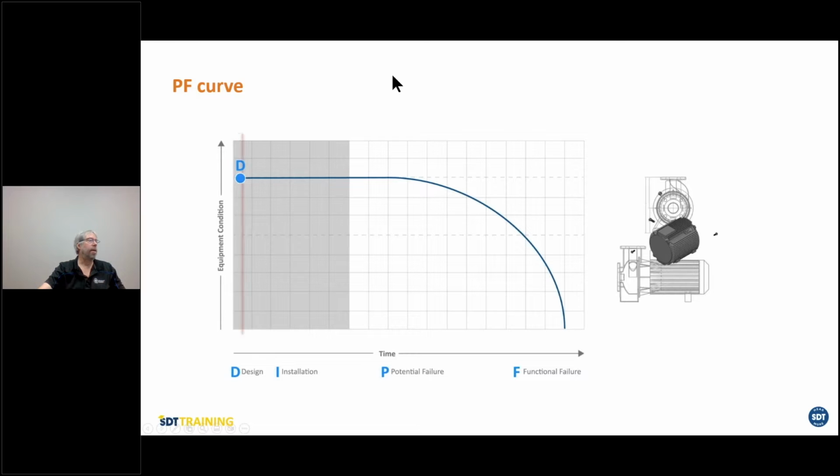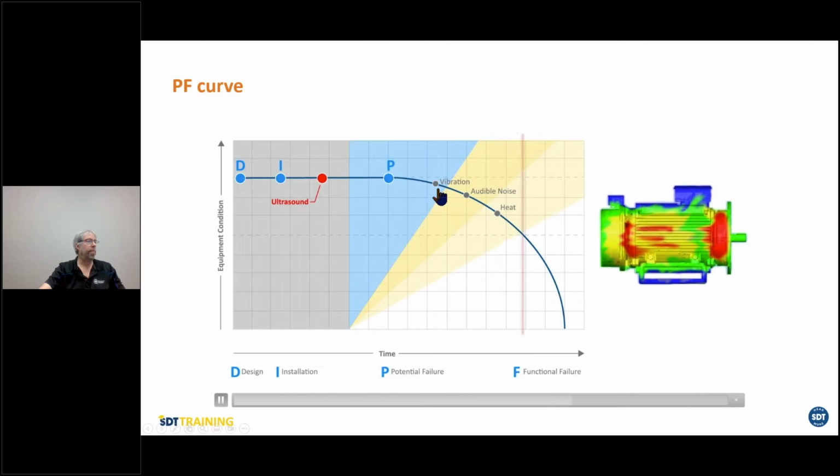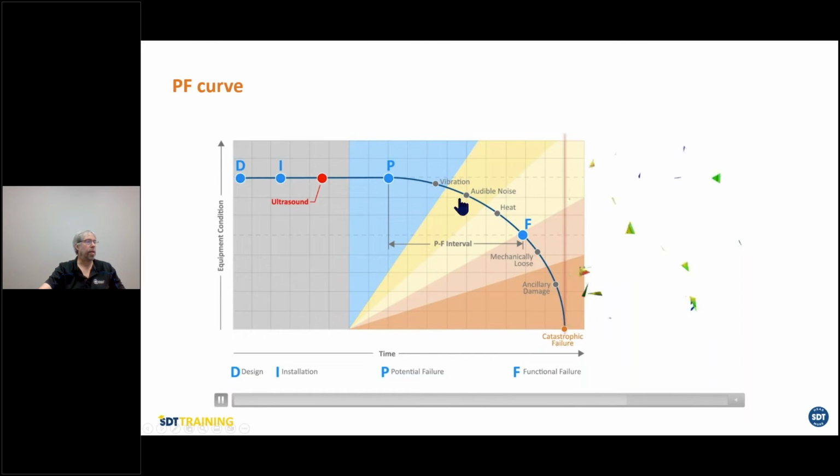Most of you have seen this PF, potential failure to functional failure, curve. You have the design, installation. Oh, all of a sudden we have the ultrasound right here. Then we have a potential failure. Then the vibration starts picking it up over here. Then you can hear it, and heat, mechanical looseness. Then of course it blows up.